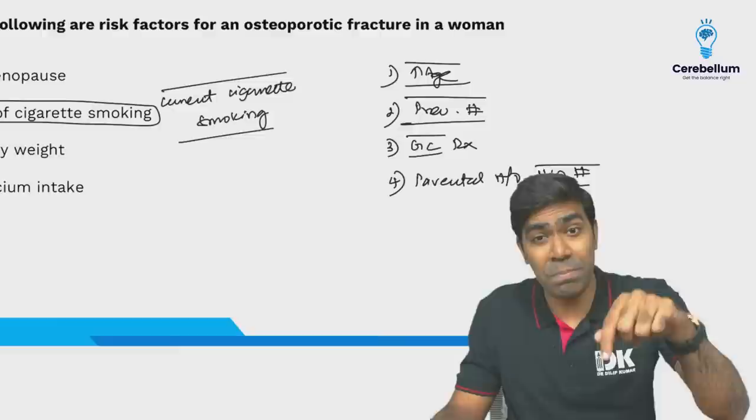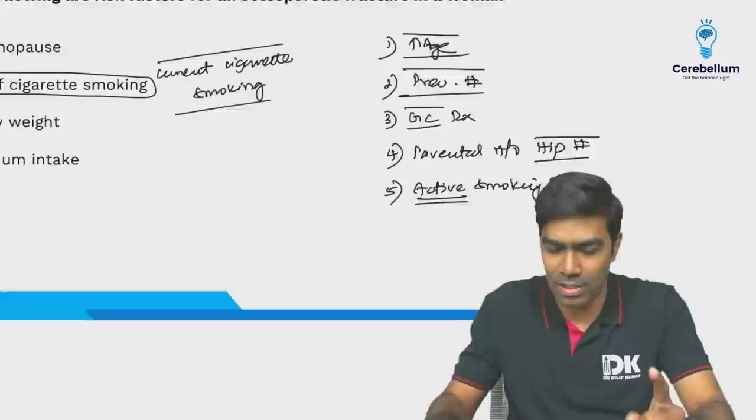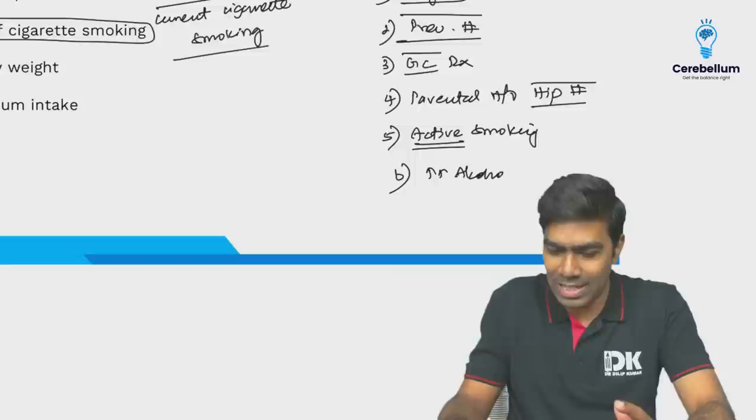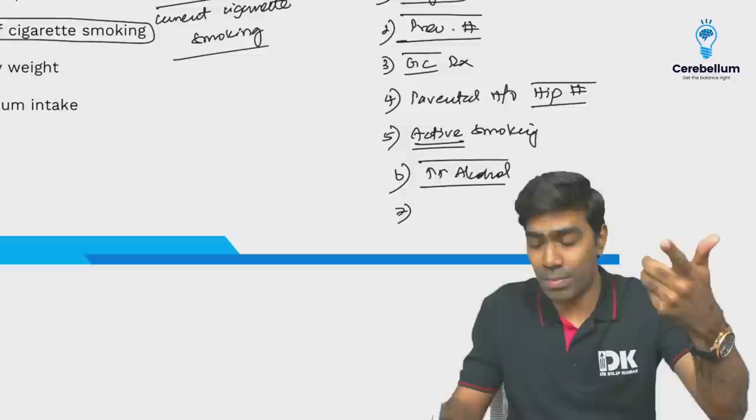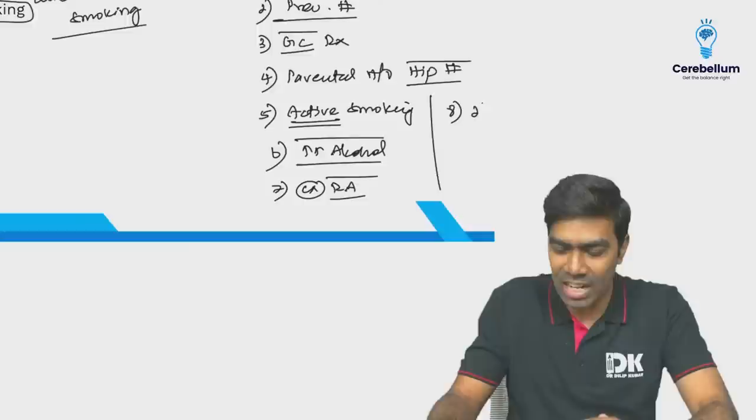And number five, active smoking. Remember, if the patient is not actively smoking, not a current cigarette smoker, then it is not a risk factor. Active smoking is a risk factor. Number six, excessive alcohol consumption. Too much alcohol consumption is definitely a risk factor as well. And conditions with chronic inflammation, for example rheumatoid arthritis, any chronic inflammatory states, excessive cytokines, cause osteolysis and osteoporosis. And patients can also develop something called secondary osteoporosis.